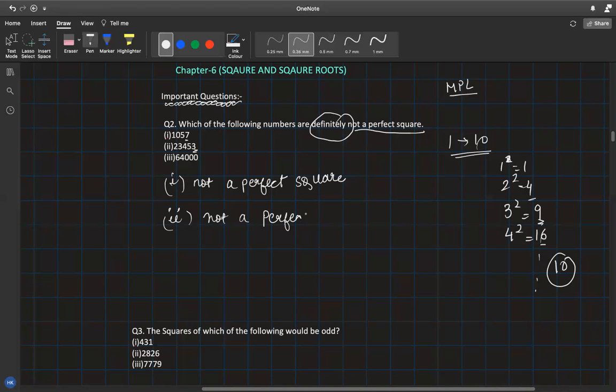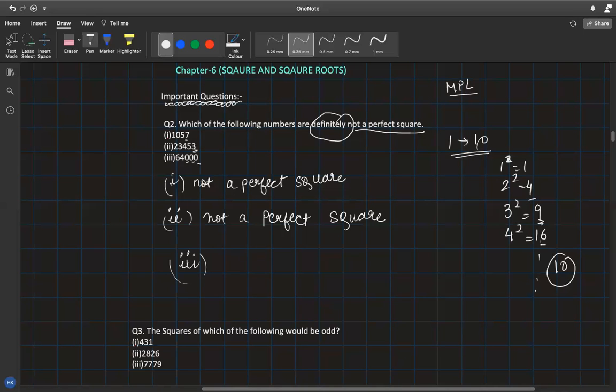Why? Reason being that 3 is also a digit which does not occur at the end of any of the squares. Moving on with the third part. You see 64,000. So you see how many zeros are there?